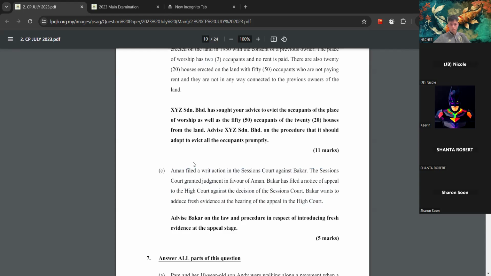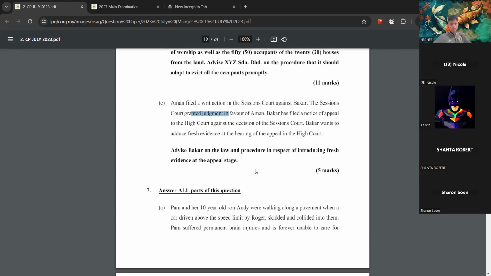Okay, if no question, then I will go for part C. Arman filed a writ action in Sessions Court against Bakar. Sessions Court granted the judgment in favor of Arman. Bakar filed notice of appeal, and then he wants to adduce fresh evidence at the hearing of appeal in the High Court. Now, advise Bakar on the law and the procedure in respect of introducing fresh evidence at the appeal stage.